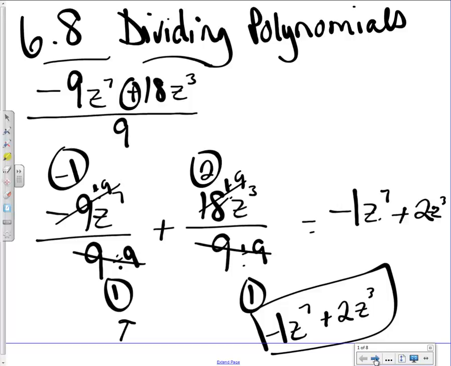Why am I not adding z to the 7th and z to the 3rd? Well, because they are not like terms. Okay, just like in the last sections we've talked about, we combine like terms. Remember, if I have 3x and negative 2x, these two can go together and bring x over for my answer because the labels matched. And these down here, I have z to the 7th and z to the 3rd. They do not match, so this is going to be my final answer.